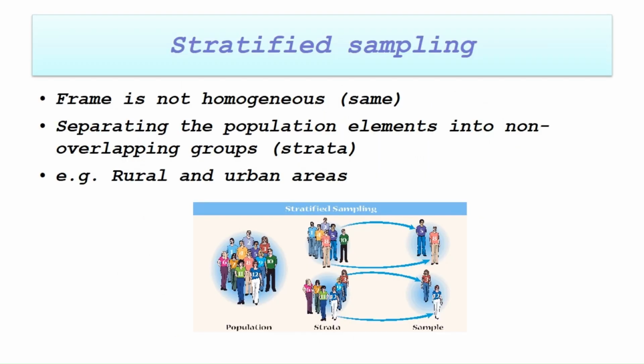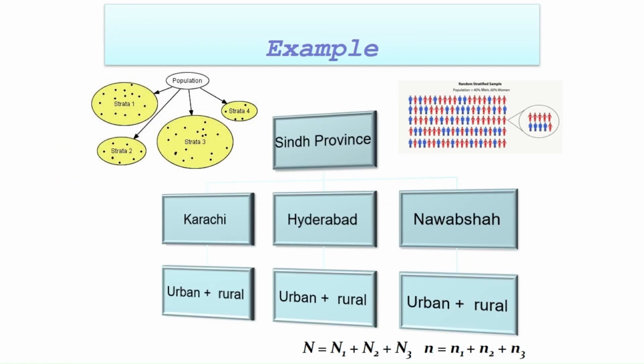Stratified sampling: the frame is not homogeneous, separating the population elements into non-overlapping groups, strata, such as rural and urban areas of any geographical area. For example, here we consider different strata and select 3 strata: Karachi, Hyderabad and Nawabshah.